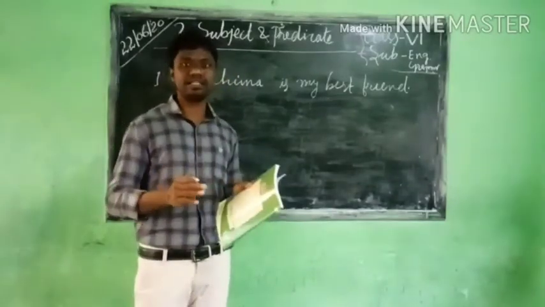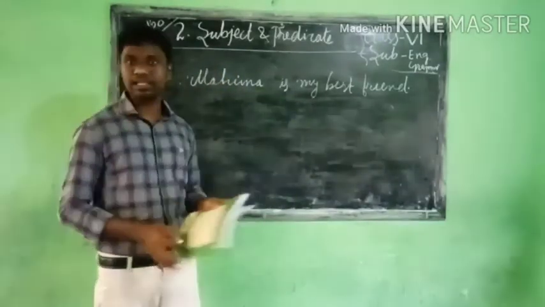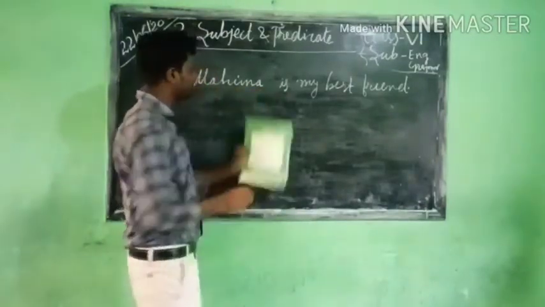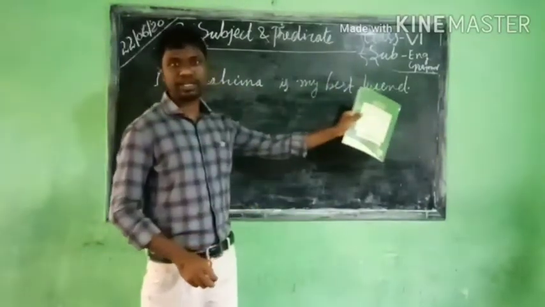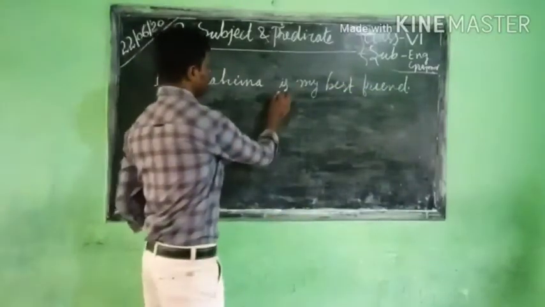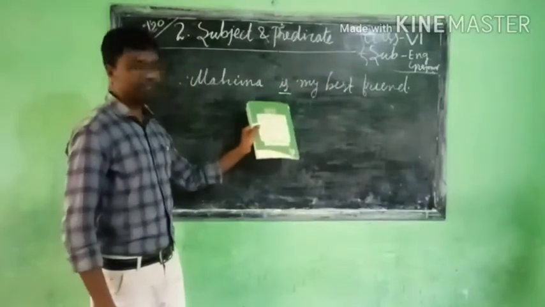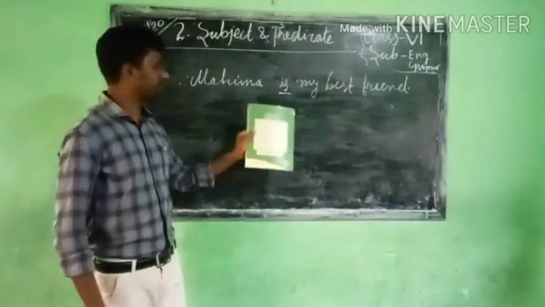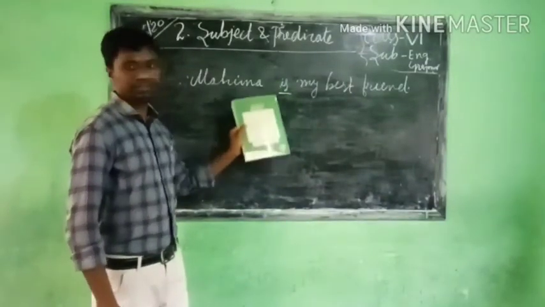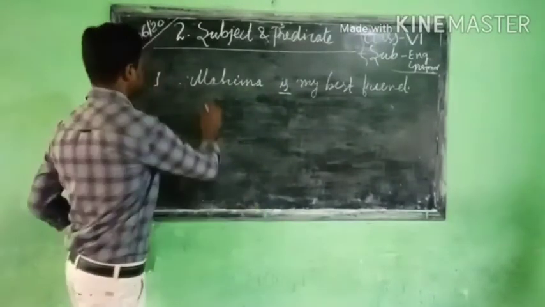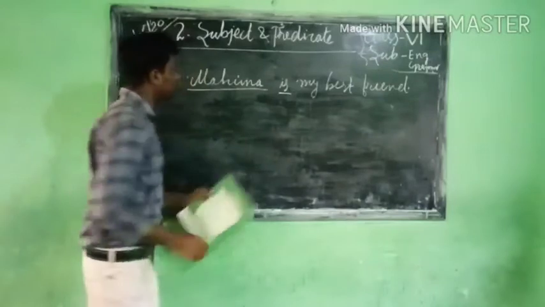Subject किससे पहले आते हैं या verb से पहले आते हैं. So here we see Mahima is my best friend. We know that "is" is a verb in this sentence. Therefore, before this verb, what comes? Subject.